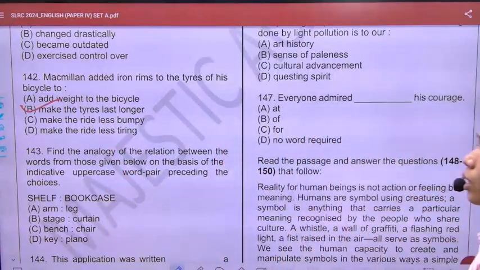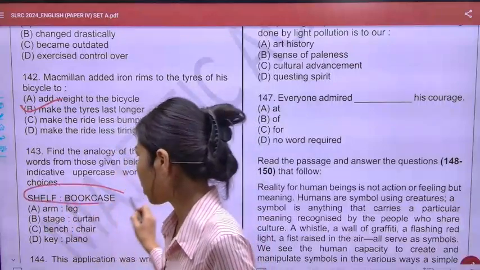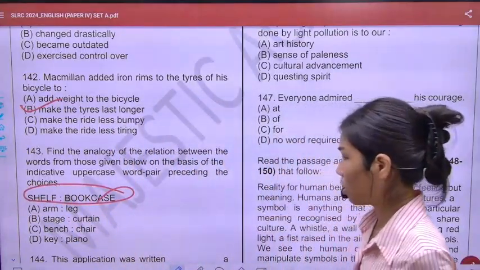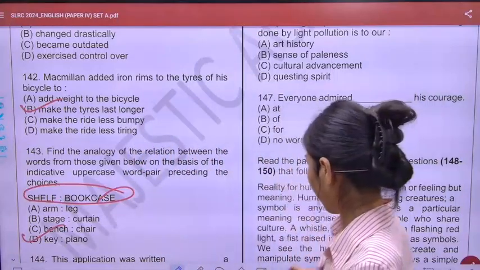Next one, find the analogy of the relation between the words from those given below on the basis of the uppercase word pair preceding the choices. As an example, it is given shelf and bookcase, and in the same way your answer will be option D, key and piano.